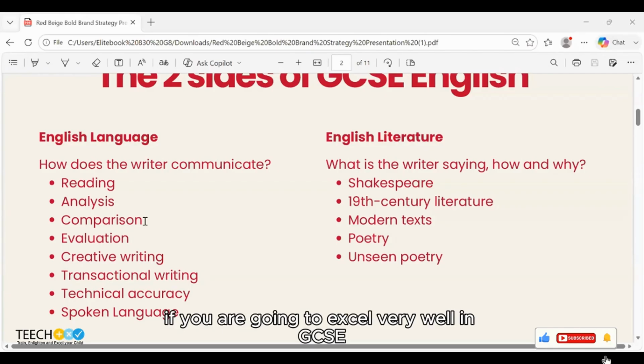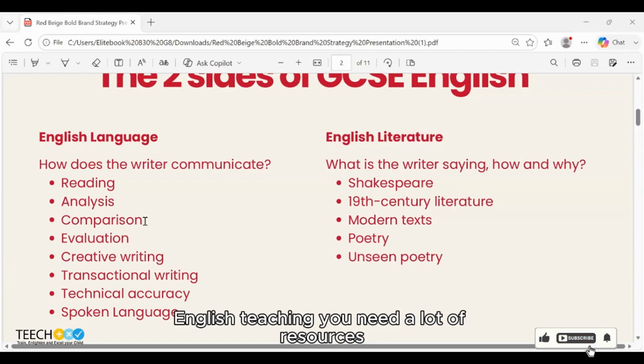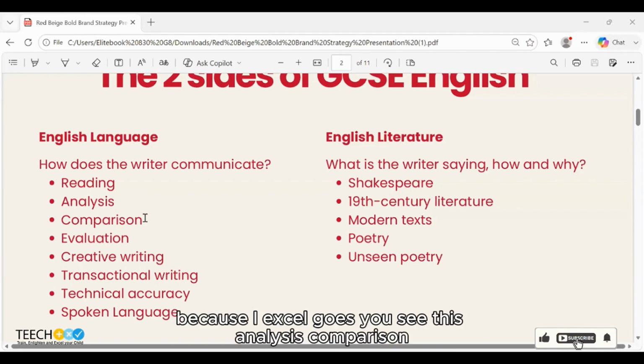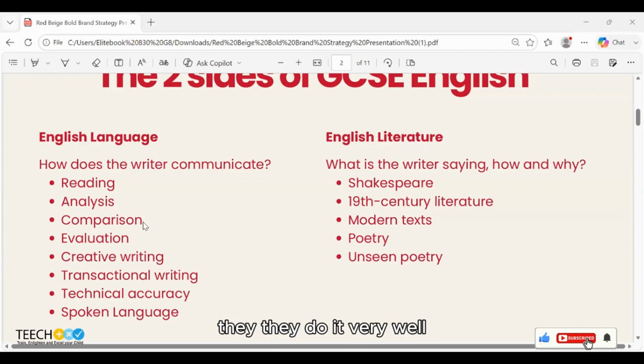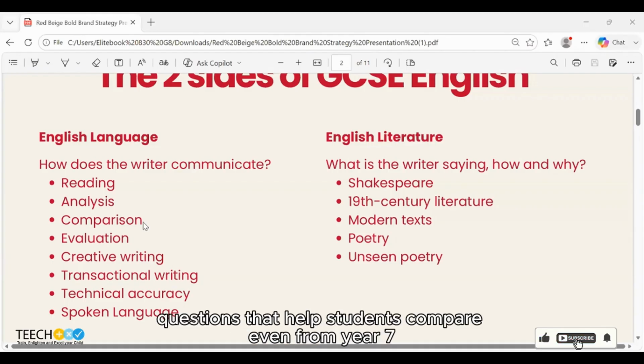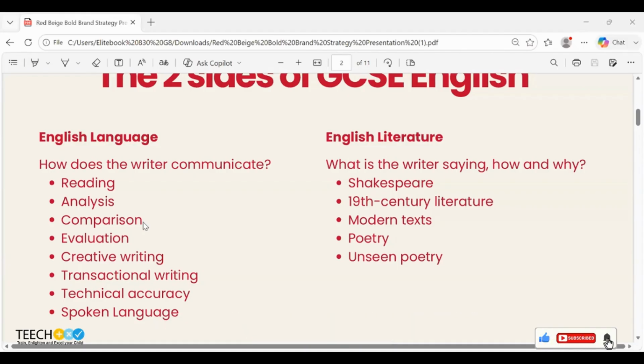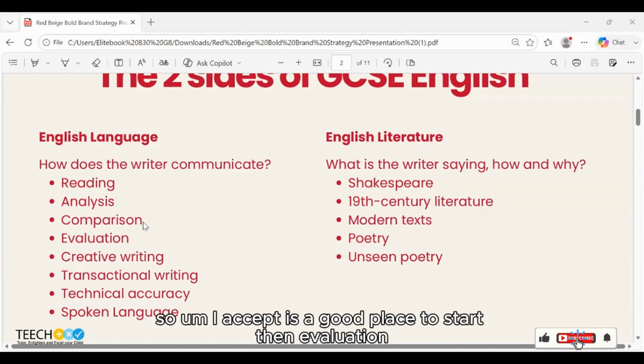If you are going to excel very well in GCSE English teaching, you need a lot of resources. And one of them at the top of the list is IXL, right? Because IXL does this analysis and comparison very well. They have a lot of questions that help students compare, even from year 7, right? Even from year 7. So IXL is a good place to start.